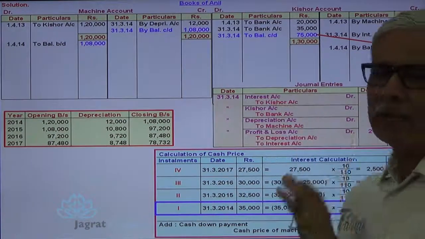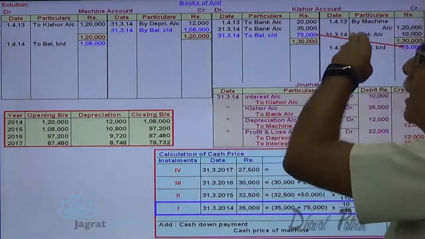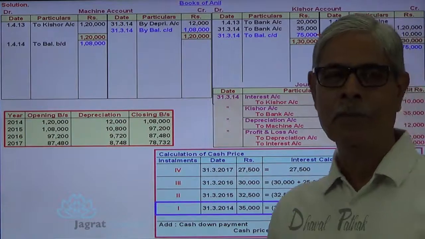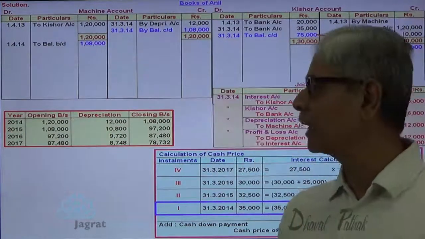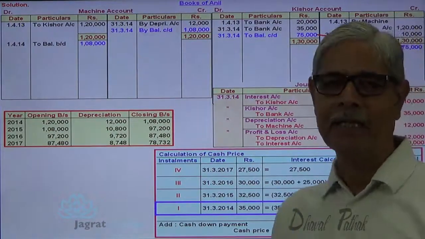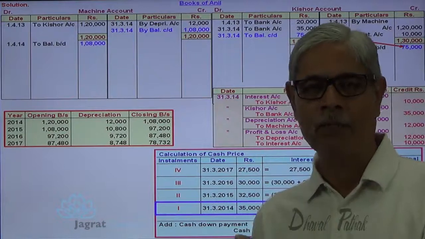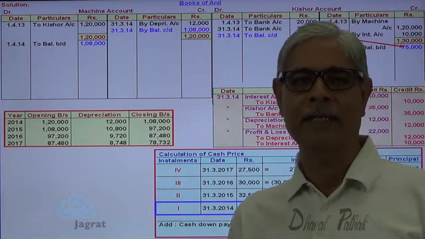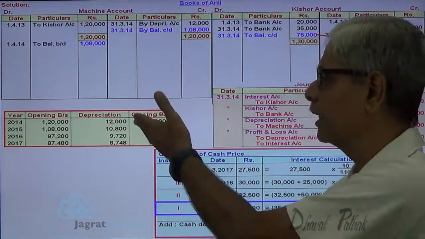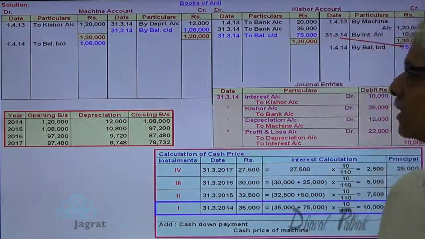Now see, I have recorded journal entries for the first year only. And I have prepared machinery account and Kishore account on the basis of journal entry. Now I want to complete this machinery account. The depreciation will be credited, depreciation account debit to machinery account credit. Balance of machinery will be carried forward. That closing balance of machinery will become opening balance in the next year. You are required to continue with that process for the next 3 years.